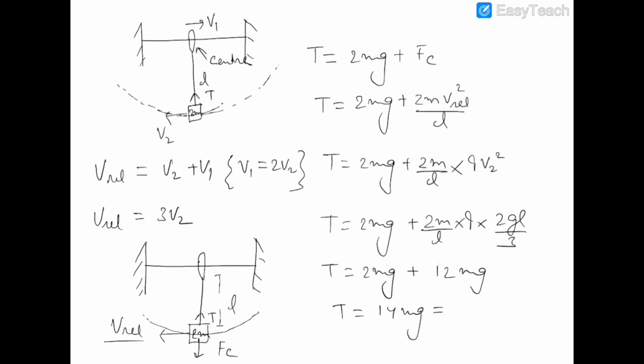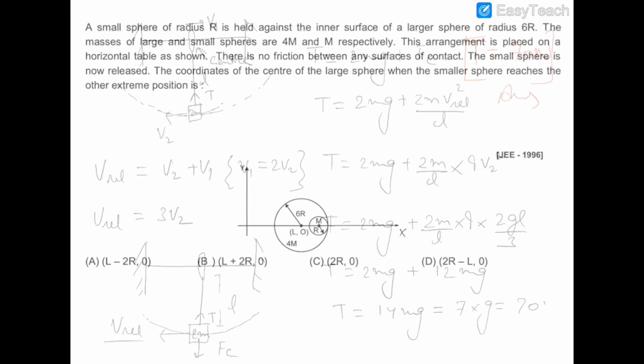Now the value of m is equal to half, so it is 7 into g, because m is equal to half, and it is equal to 70. So the tension in the string at this point will be equal to 70 Newton. This is the final answer. Now let's move on to the next question.